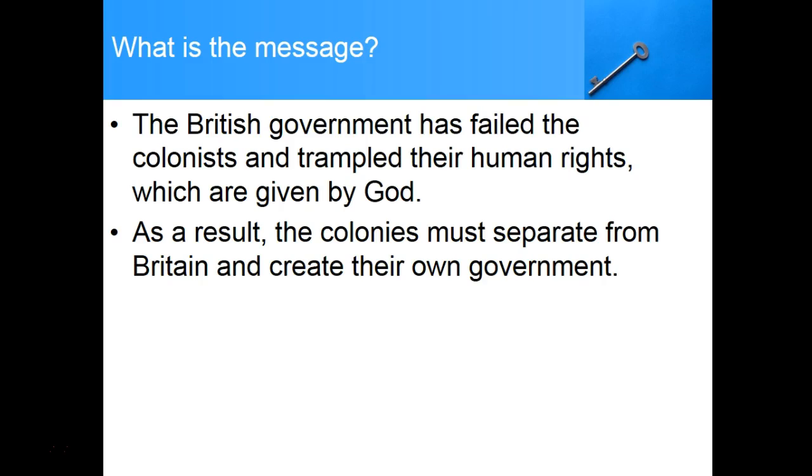So what's the message here? Well, the British government has failed the colonists and trampled their human rights, which are given by God. And that's how Jefferson feels, and that's what he's writing about here. So as a result, the colonies must separate from Britain and create their own government.